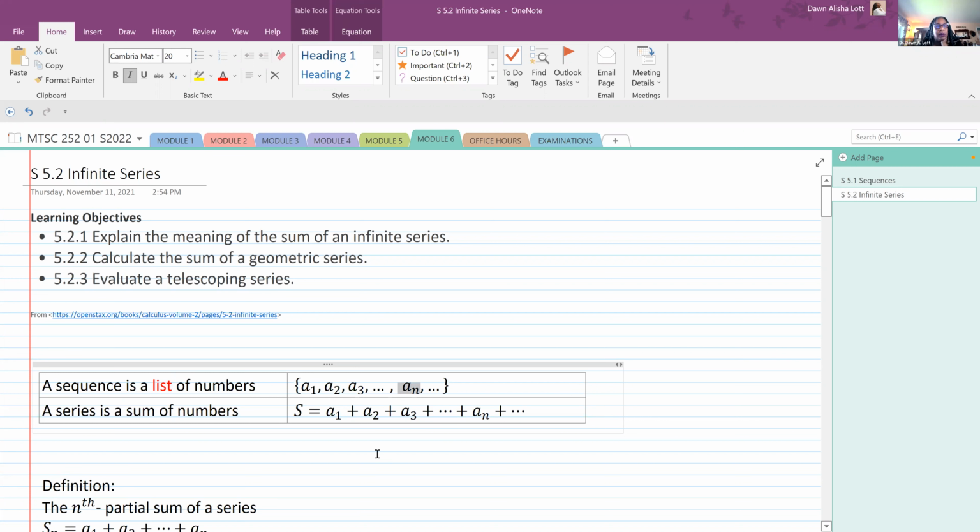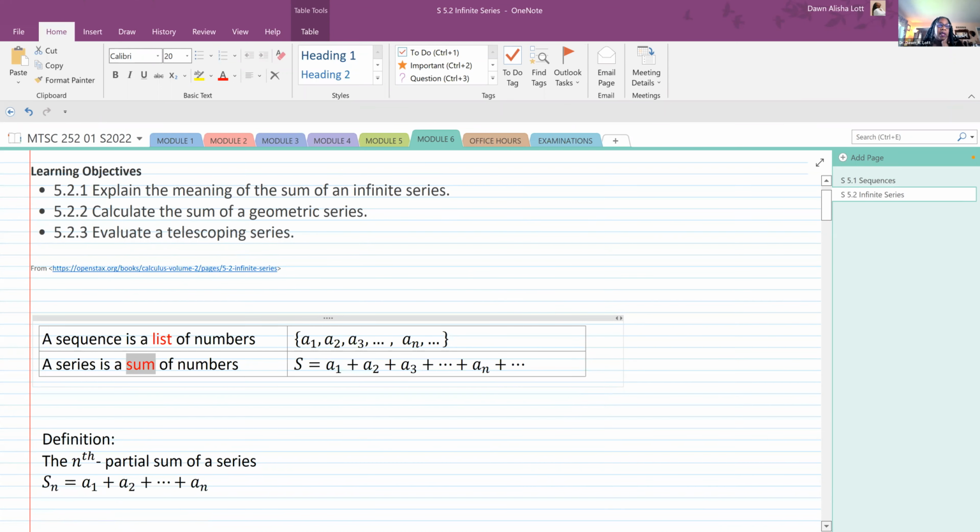When I talk about a series, a series is a sum. That means we are now actually taking the terms of a sequence and summing them up. So I need to make sure you understand the difference. A sequence is a list. A series is a sum. The sequence is just a1, the next term a2, the next term a3, and you can continue, and that's an infinite sequence.